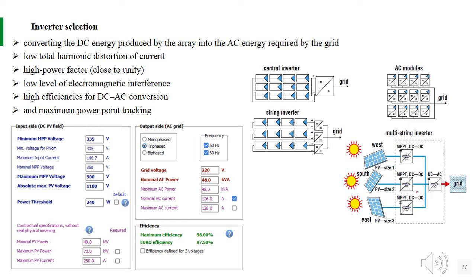In this slide, I'm going to speak about some criteria for inverter selection: converting the DC energy produced by the array into the AC energy required by the grid, low total harmonic distortion of current, high power factor, low level of electromagnetic interference, high efficiencies for AC-DC conversion, and maximum power point tracking.